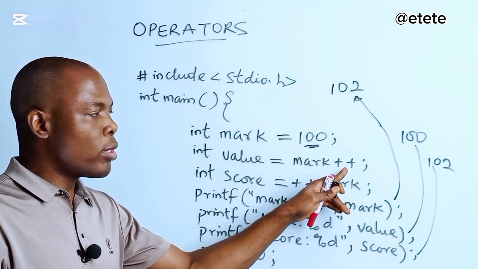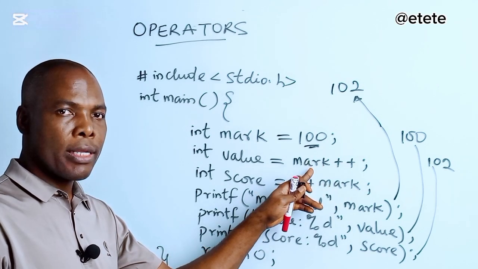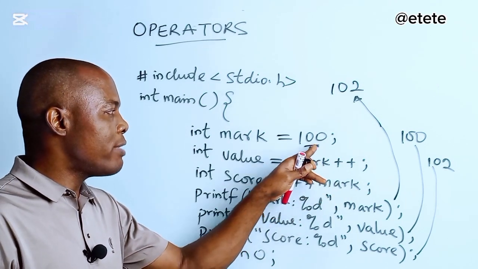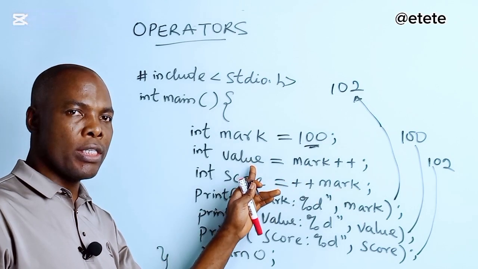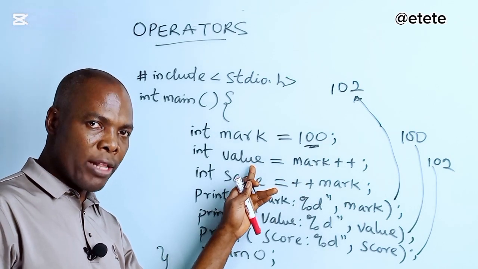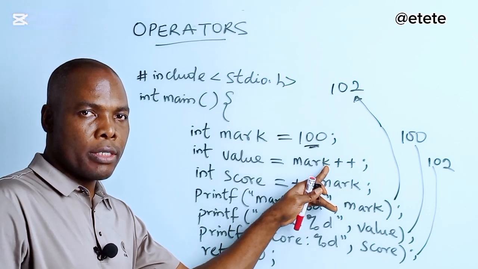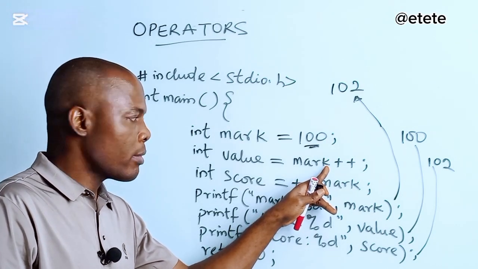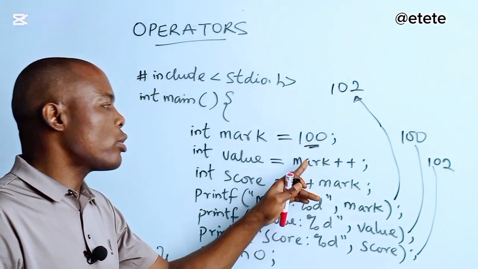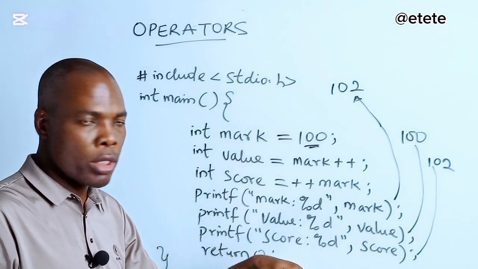But you are having this operator after mark. So what will happen is that the value of mark is what will be assigned to this variable called value, before mark will now be increased. You increase it by 1. Now, when you increase it by 1, the new value for mark is 101.